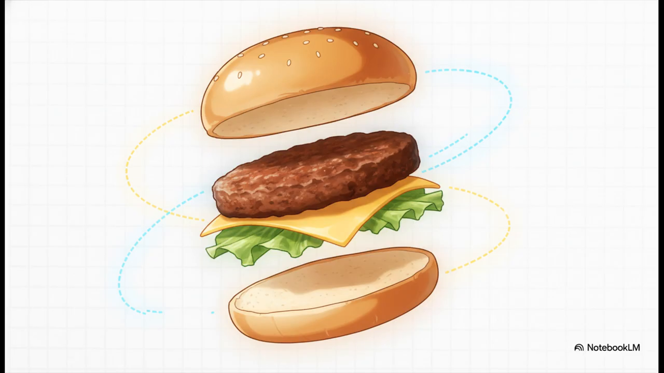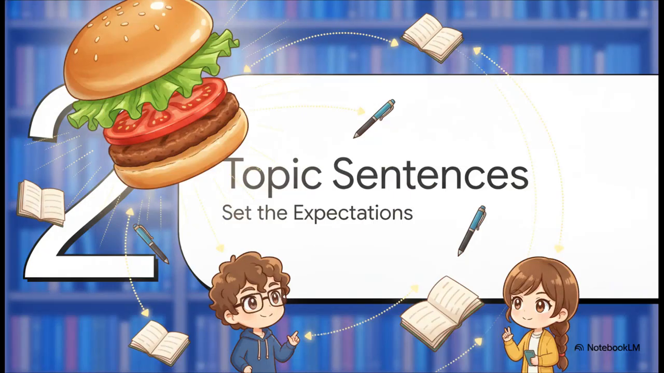When professionals write what I call a bottomless paragraph, where they just drop a bunch of data and abruptly jump to the next point, they leave the reader totally confused about why they just read all that information. You've got to contain those ideas. Without the bread, you just have a messy handful of deli meat. But without the meat, you just have a dry, empty bun. Moving right along to section 2, crafting topic sentences.